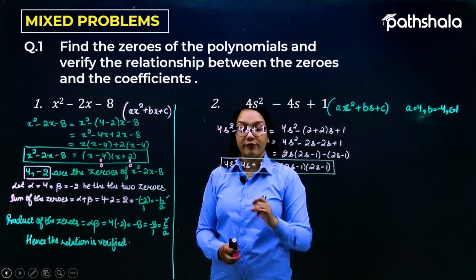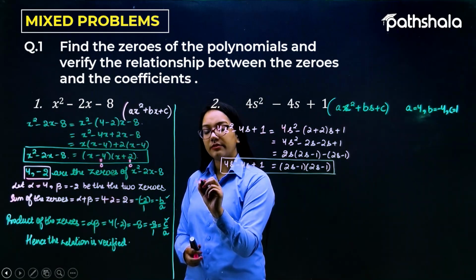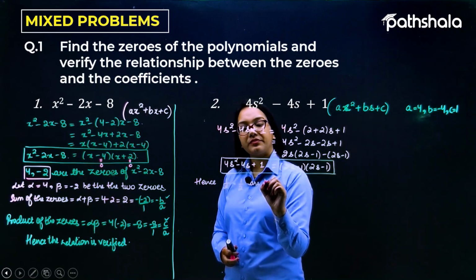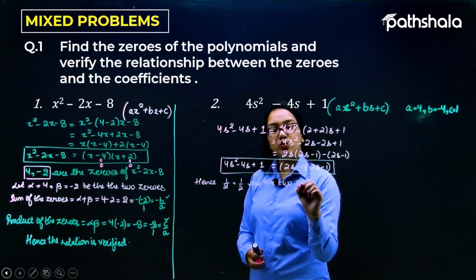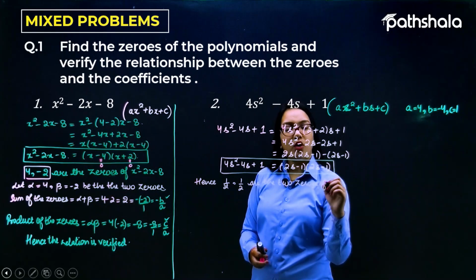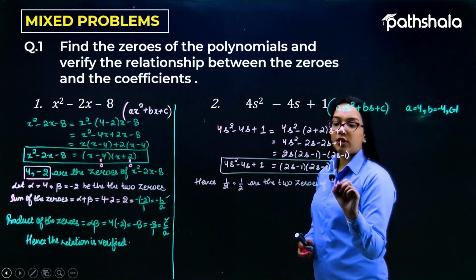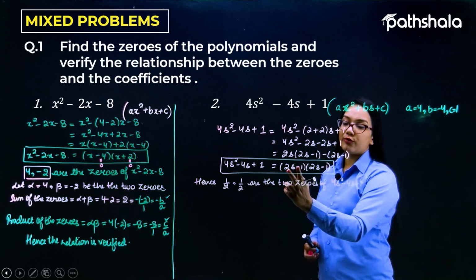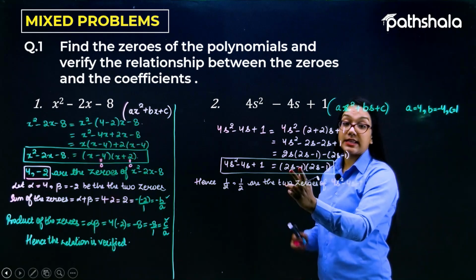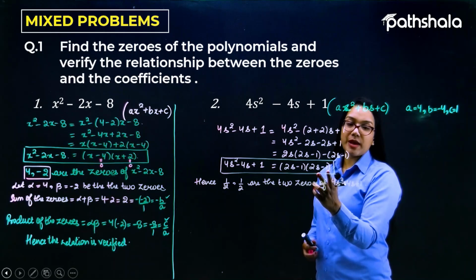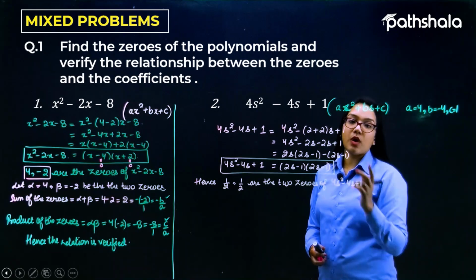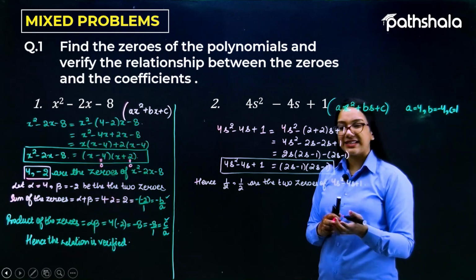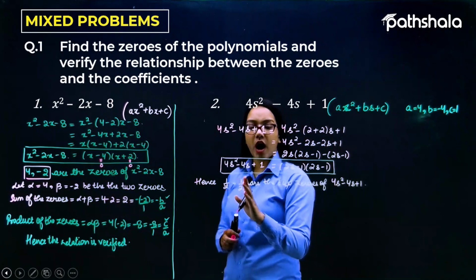Hence, after setting each of them equal to 0, we will get the answer as s is equal to half. Hence, half and half are the two zeros of 4s square minus 4s plus 1. As we can see, when we substitute 2s minus 1 is equal to 0, we will get s is equal to half. Again, for the other 2s minus 1 is equal to 0, we will get s is equal to half. It means both the zeros are similar to each other, both values are the same. So half and half are the two zeros.